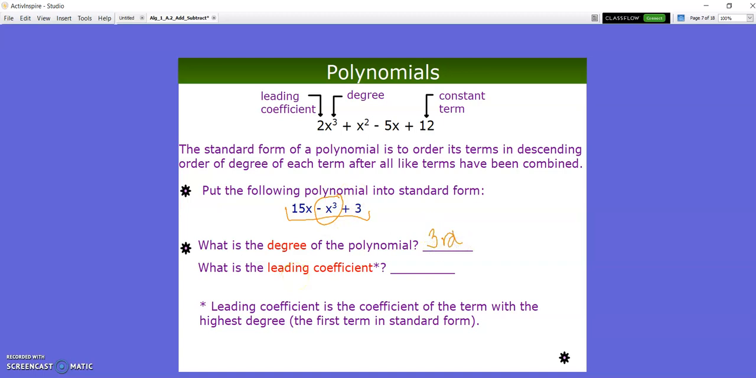What's the leading coefficient? Well, I'm going to look right here. The leading coefficient is a -1. I have to also, it says, put it in order. So if I rewrite this, I'd have -x to the 3rd plus, because this is a positive 15x, and then plus 3. Now I've got it in order. My leading coefficient tells me the degree of the polynomial. It's the highest that I have.